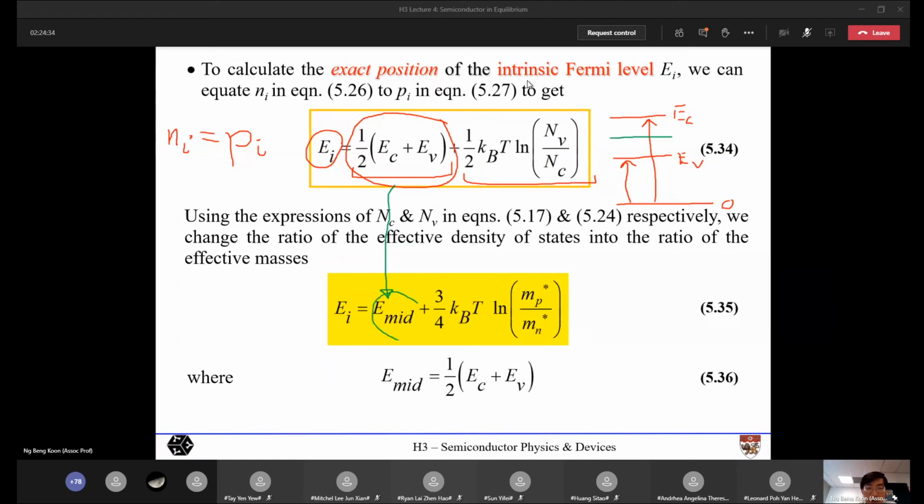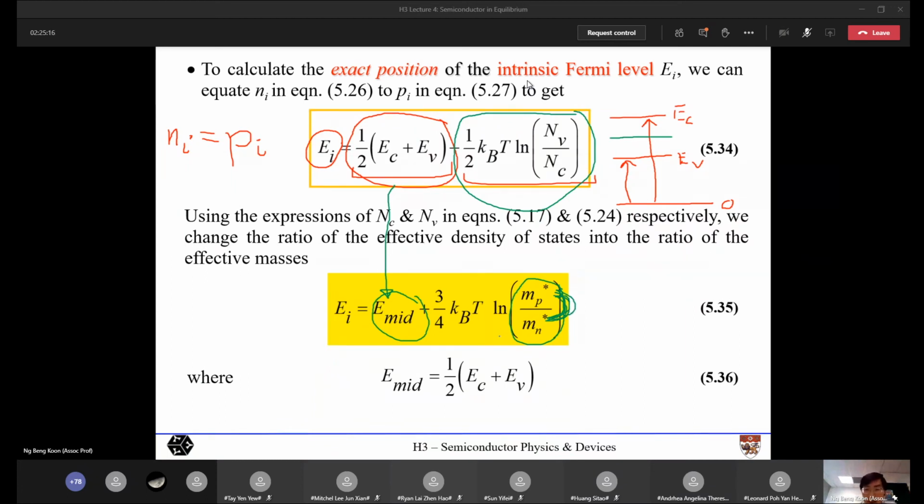We denote that as Emid. Now, what about the second term? The second term, half kBT natural log of NV over NC. We can substitute in the expression for effective density of states in the valence band and effective density of states in the conduction band. And this will give you a ratio of the effective mass of holes to electrons. In a general sense, the effective mass of electrons and holes is, broadly speaking, quite similar in values, right? They don't differ too much.